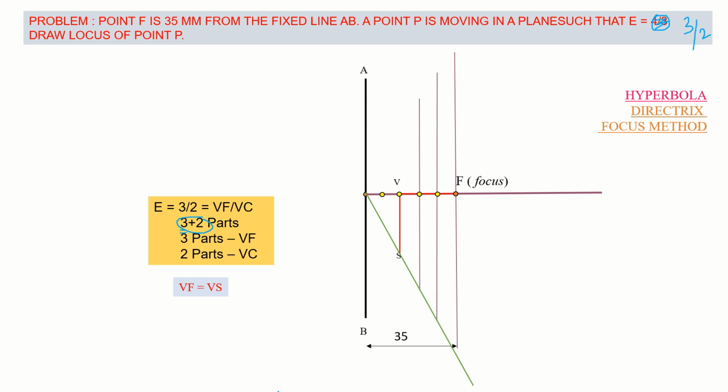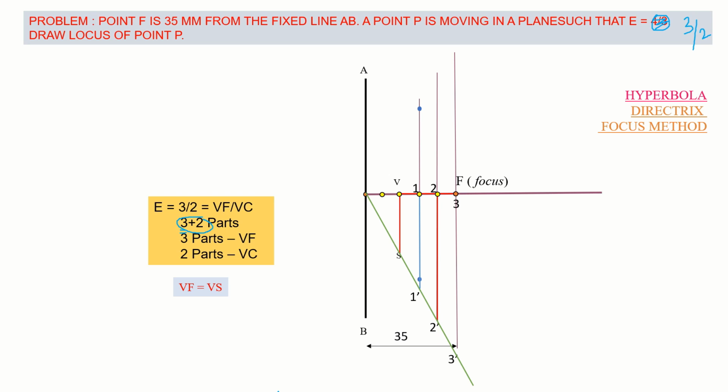Now name the lines 1 1 dash, 2 2 dash, 3 3 dash like this, and take 1 1 dash as the radius and F as the center. Make an arc on the first line, above and below. So this is the radius and F as the center. Make an arc on the 1 1 dash line above and below the center line.